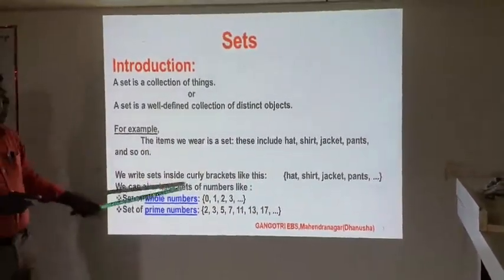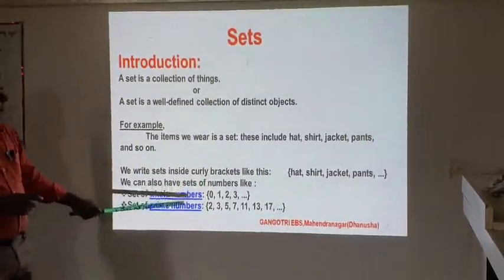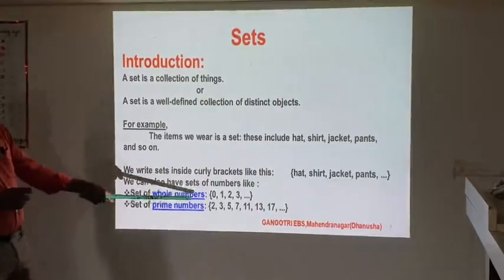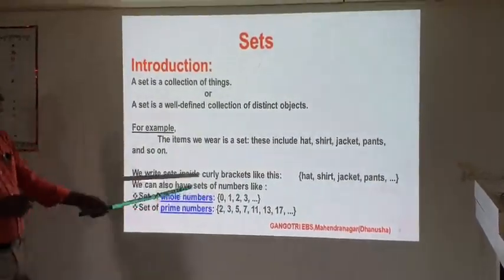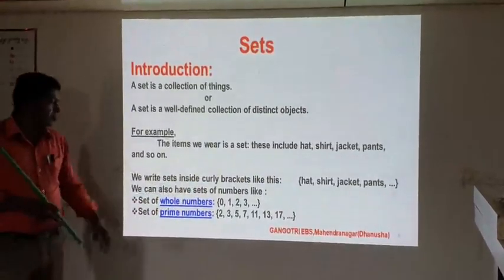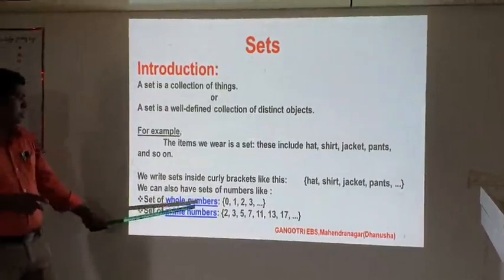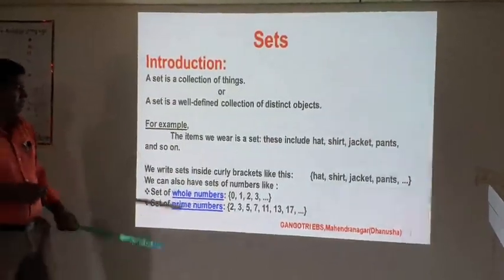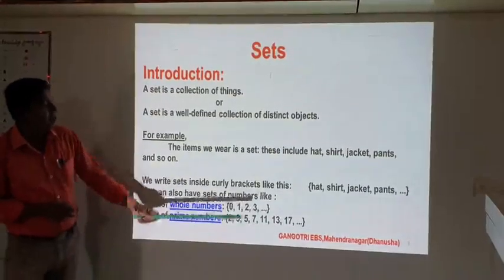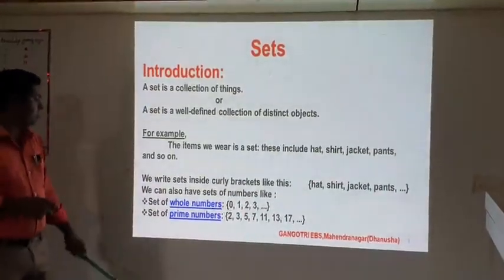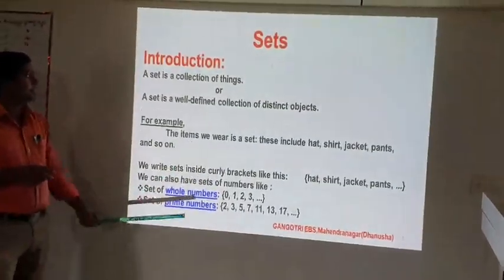We can also have a set of whole numbers. Whole numbers are 0, 1, 2 and so on. Here also 0, 1, 2, 3 is written in curly brackets with commas. Another example is the set of prime numbers: 2, 3, 5, 7, 11, 13 and 17. These are other examples of sets.